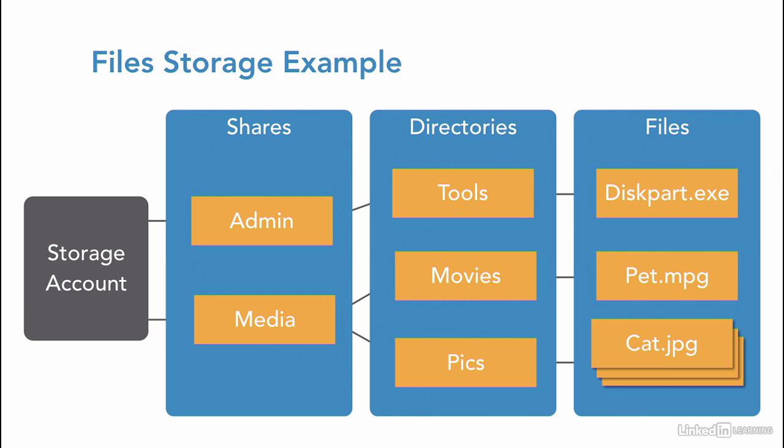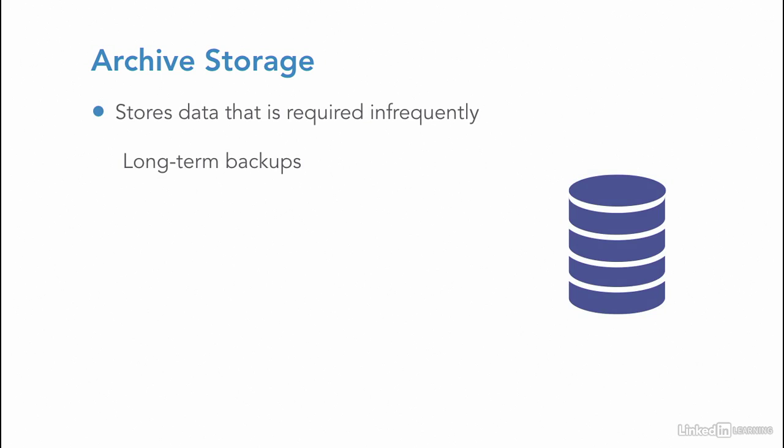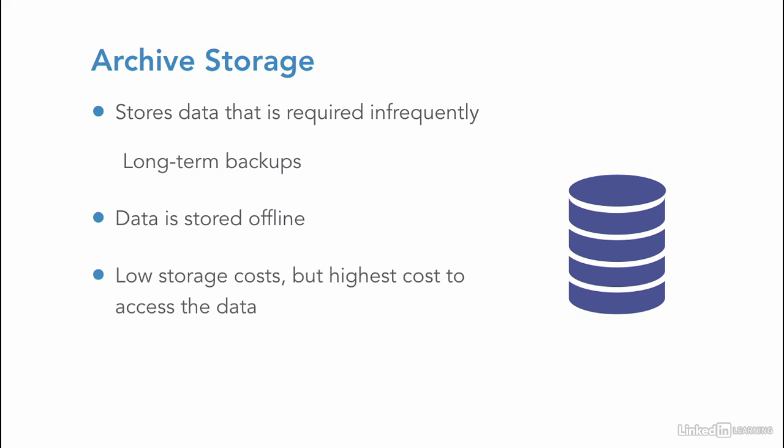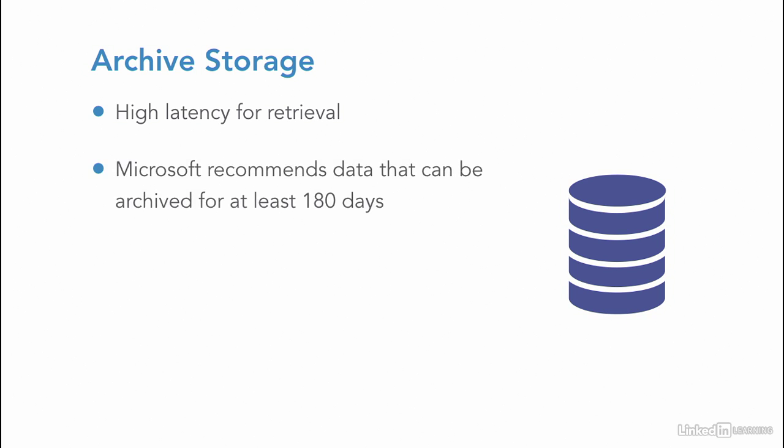And finally, the last type of storage we have is archive storage. We use archive storage to store data that is rarely accessed, such as long-term backups. And this data is stored offline, therefore it's not easily accessible. Because of this, it has low storage costs, but if you need to go and pull that data, it does have the highest costs. It also has a high latency for retrieval because the data is stored offline. If you're going to use archive storage, Microsoft recommends data that can be archived for at least 180 days be stored in archive storage.